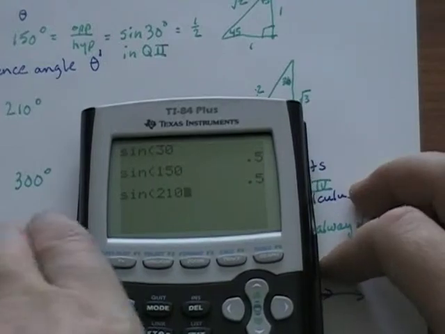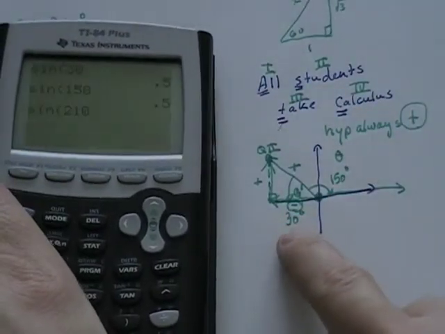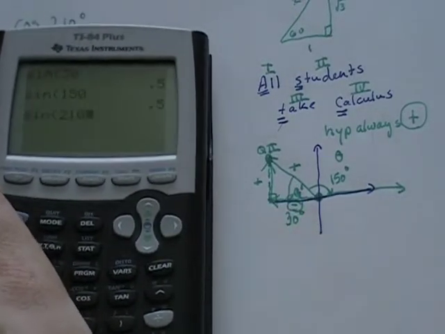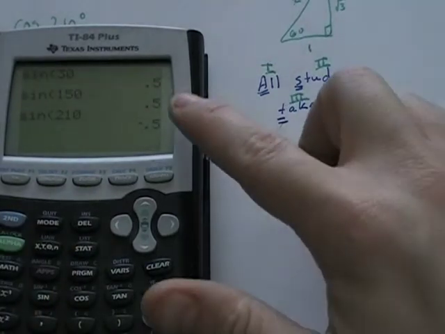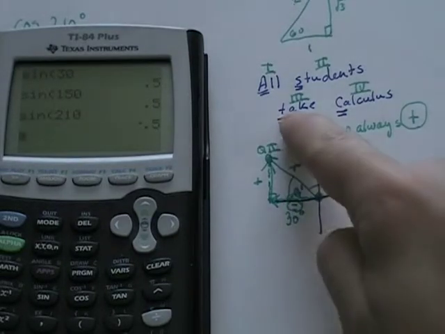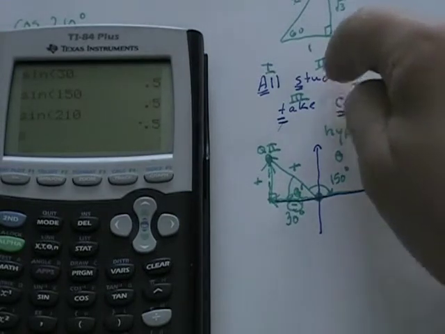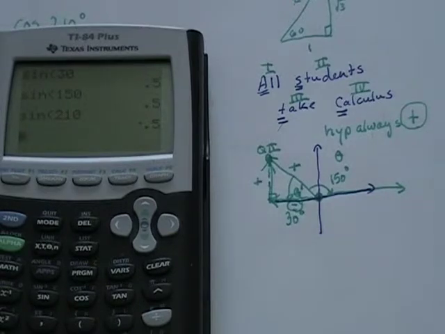Where's 210? 210 is in quadrant 3, and it's 30 degrees from that x-axis. The sine of 210, oops, it helps if you type it right. Guess what we get? We get the same number, 0.5, but this time it's negative. Why? Because tangent's positive in quadrant 3, which means cosine and sine are negative. Sine is positive in quadrant 2, which means cosine and tangent are negative.